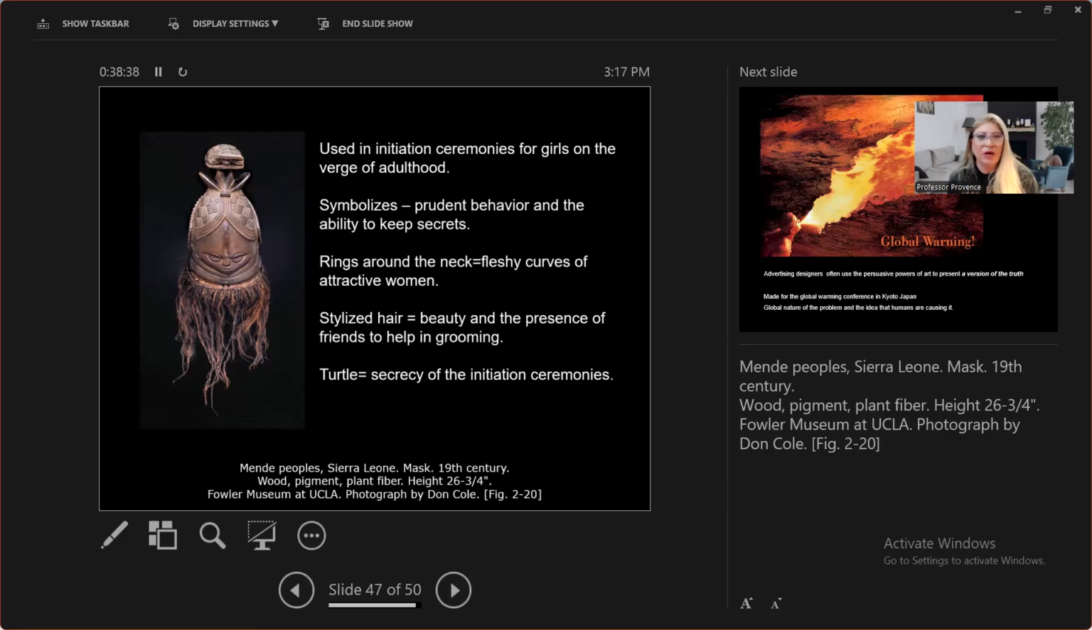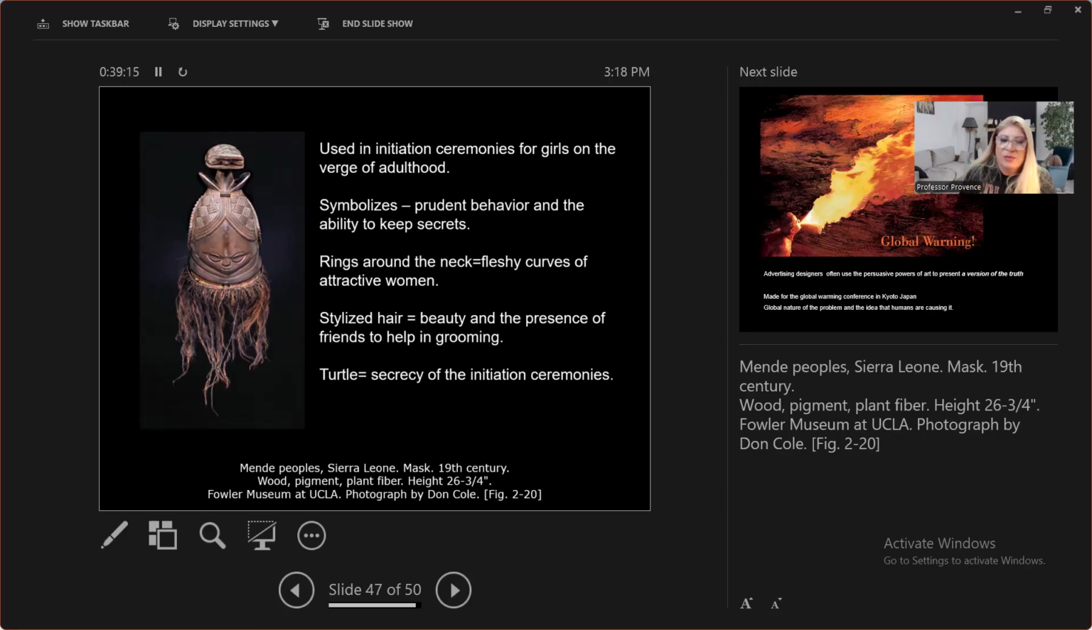Now, this work right here was actually used in the initiation ceremony for girls on the verge of adulthood. So right away, we've got something that's ritual, art for spirit. But in this case, we're looking at it as being persuasive, because we have to be able to convince the community that this person is now becoming a woman. Okay, so objects are being utilized as a way to solidify their meaning, to persuade the culture into recognizing this individual in a different way.